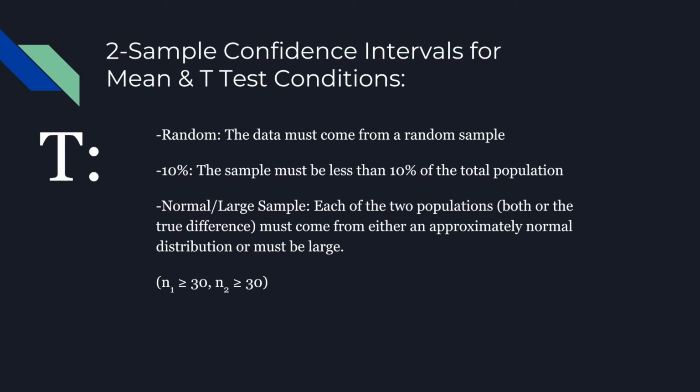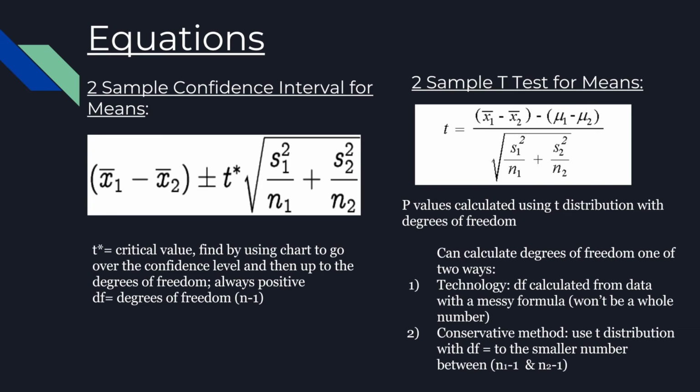All right, next. The confidence intervals for means and the t-tests. So there are the same conditions except for the normal and large sample. This one says that each of the two populations must come from an approximately normal distribution. It's the same concept, but the way you do it is different. So instead of n times p and n times 1 minus p having to be greater than or equal to 10, you have to make sure that n1 and n2 are both at least 30. So the groups have to be big enough.